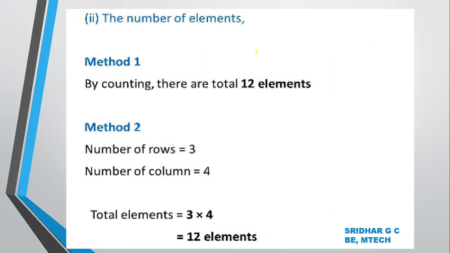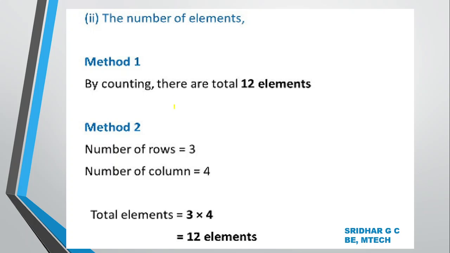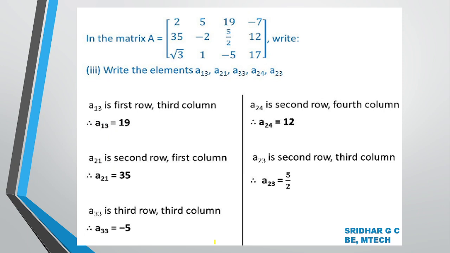Next, the number of elements. How many elements are there? You have two methods. Directly you can count the elements: 1, 2, 3, 4, 5, 6, 7, 8, 9, 10, 11, 12. Or the other method: multiply the number of rows by the number of columns, and you get 12 elements.